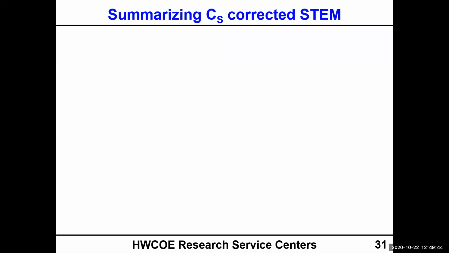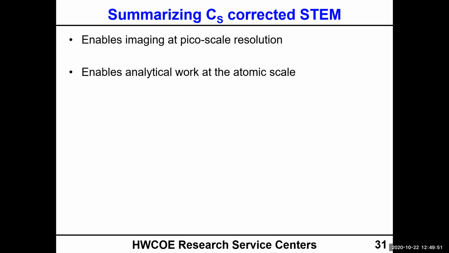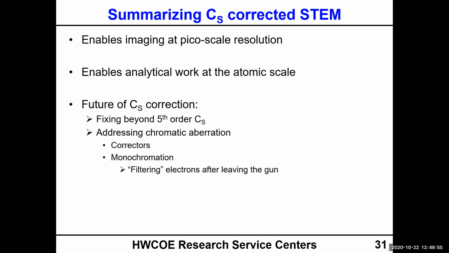So summarizing CS corrected STEM, it has enabled picoscale resolution and enabled analytical work at the atomic scale. And in terms of the future of this, people are always trying to one-up things, right? So we've got fifth order correction. How high can we go, right? Not only that, but how do we address chromatic aberration? There's a lot of work now in developing hardware for that.